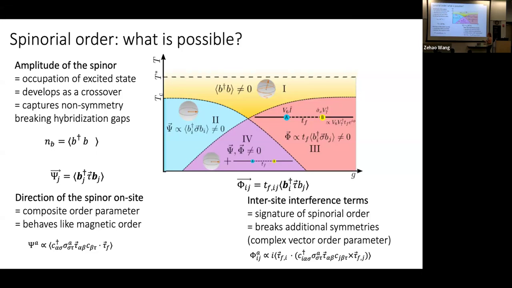There are some hybridization gaps associated with this. You can order your spinor on the site, which behaves like a magnetic order, or you can order this inter-site interference term, which is the spinorial order, and both of these break different symmetries, and they can in principle turn on at different times. And if you cool down, the second phase transition generally has a really tiny specific heat jump. We looked at this in the paper that's not on this slide, but is cited on other slides.